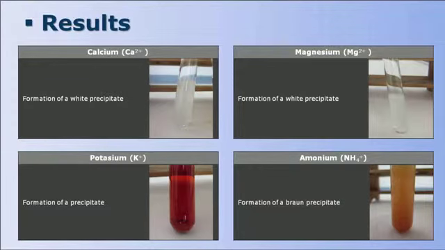In the investigation of ammonium, a precipitate will appear, and depending on the color, from brown to yellow, it will indicate a higher or lower presence of ammonium.